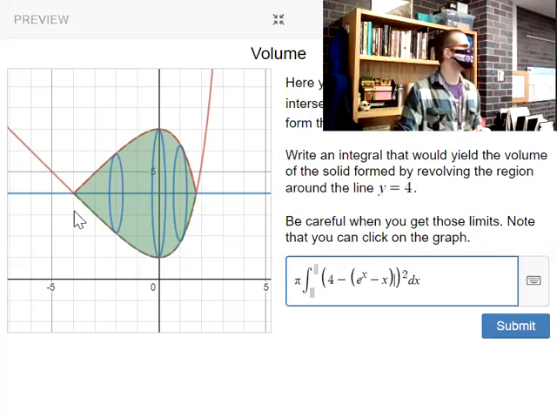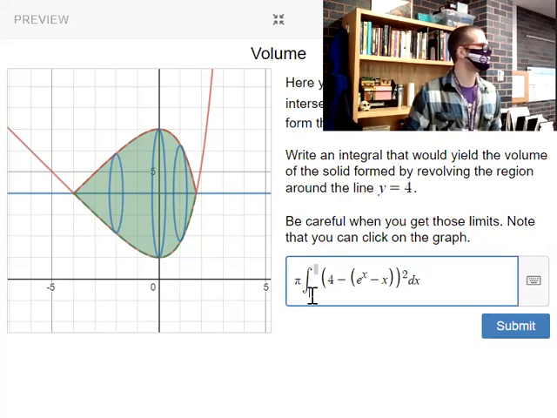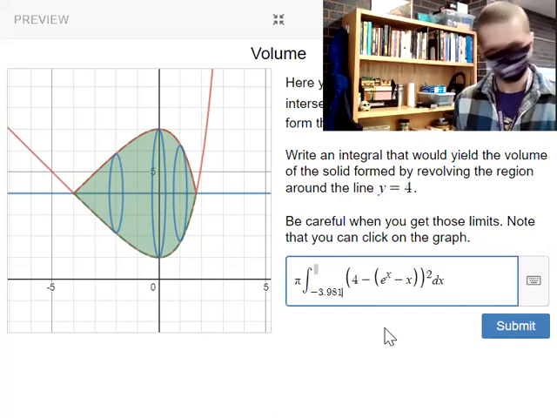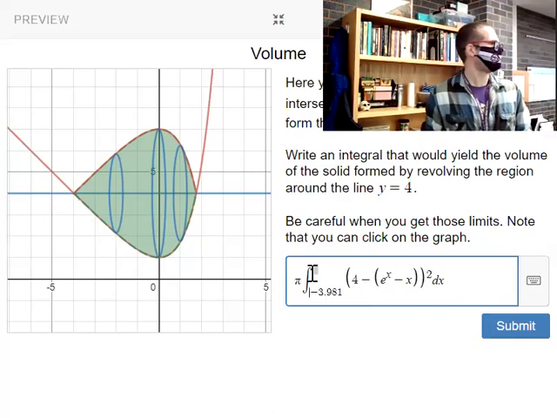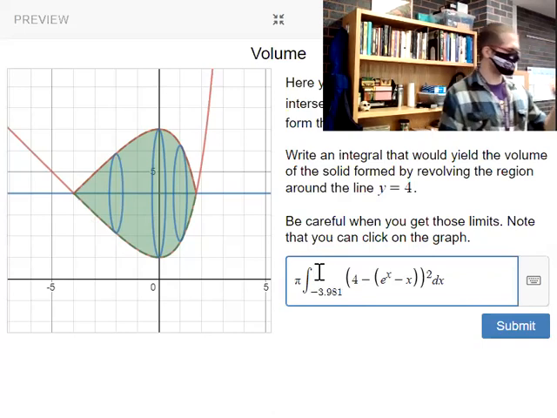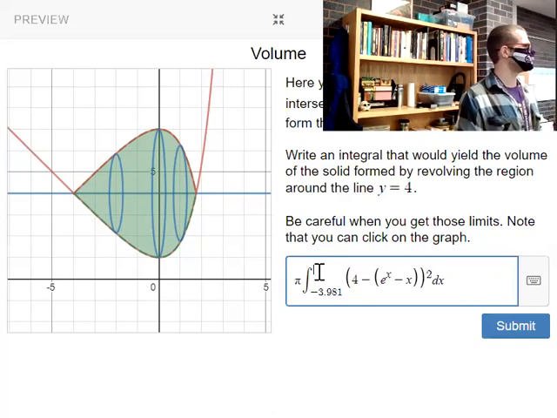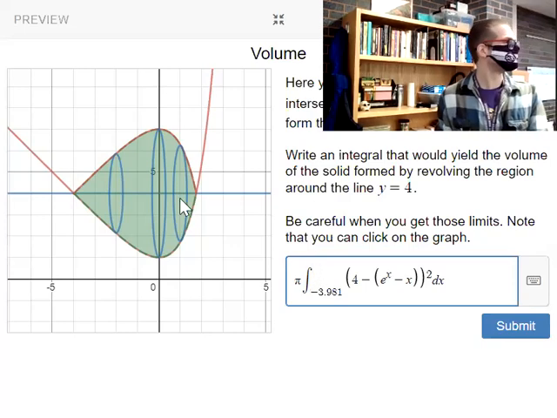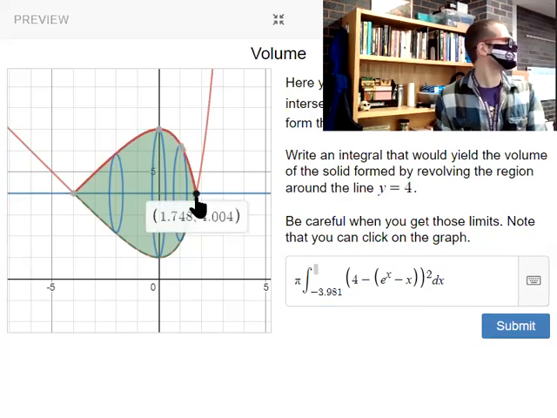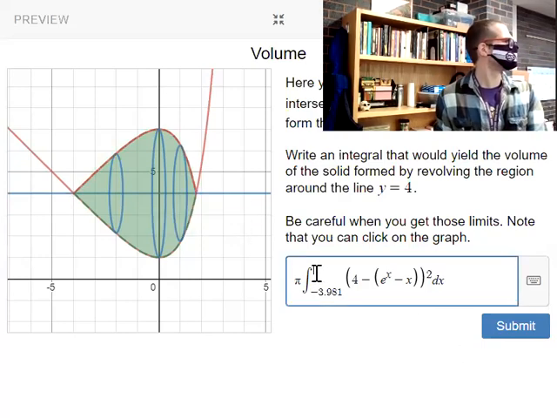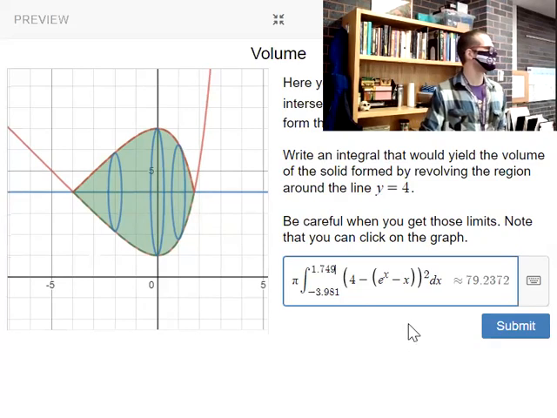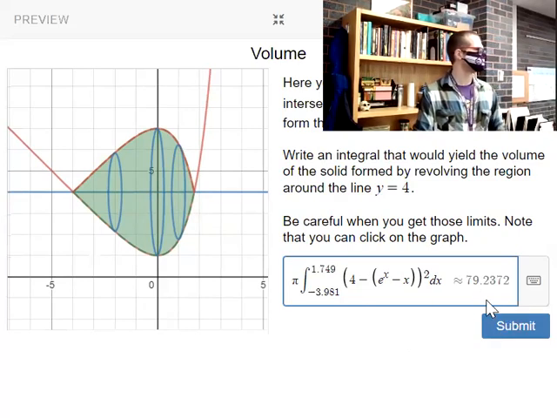Negative 3.981 and 1.749. Let me try that again. Negative 3.981. Oh, I always write them backwards. Is the biggest one always the one that goes on the top? The lower bound where you start is on the bottom and where you go to is on the top. And what did you say this other one was? 1.749. Yeah.